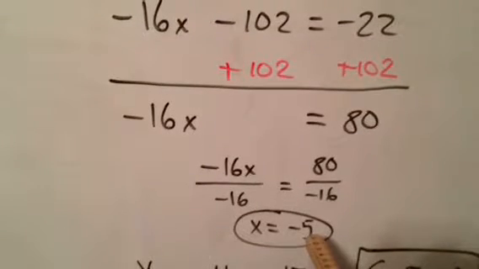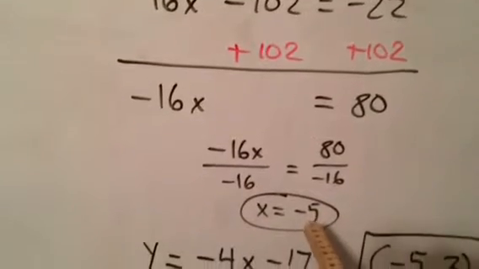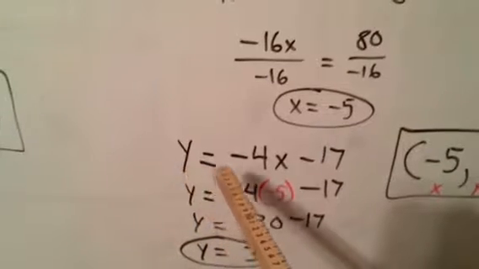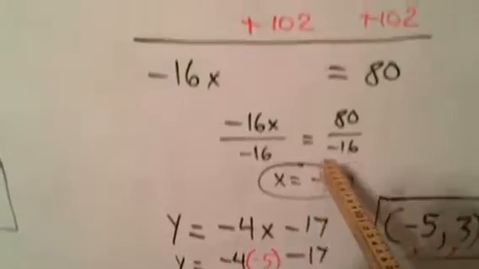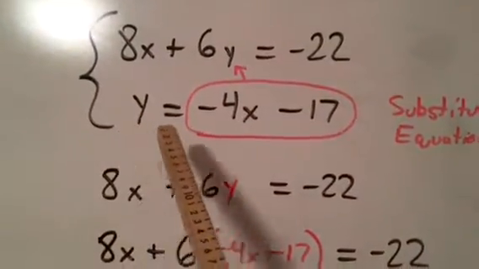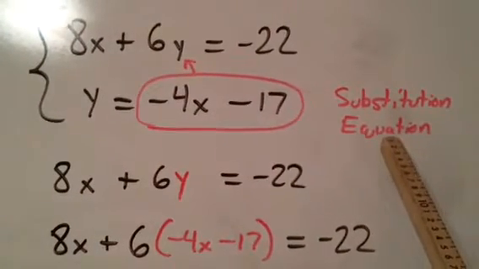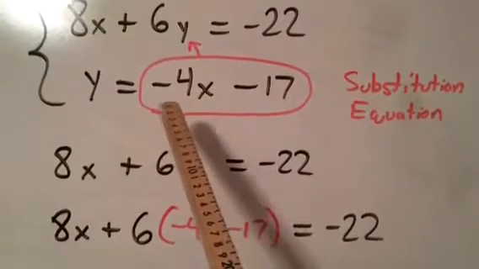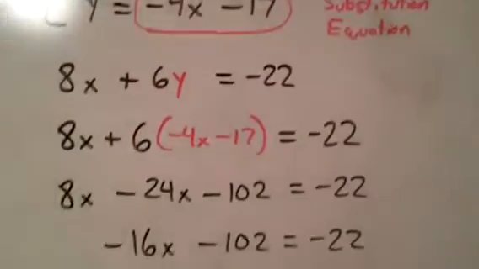Now that I know what the value of x is, I can go and find the value of y by returning to the substitution equation. My substitution equation was y equals negative 4x minus 17. That comes from the original problem, where we claimed that we would use this as our substitution equation. So now what I'm going to do is plug in my value for x, and I will evaluate this expression to find the value of y.